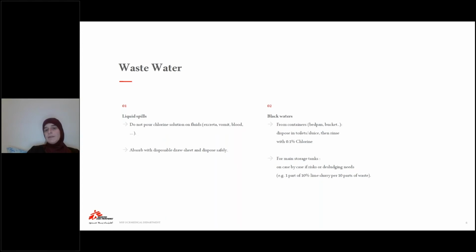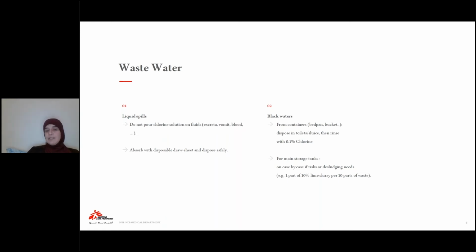For the black water or the sewage water, for example, any excreta like urine, we pour the liquid from the bedpan or bucket in either a toilet or sluice room, any place which is dedicated for this sluice fluid. And then this bedpan again will be washed and decontaminated with chlorine 0.1%.